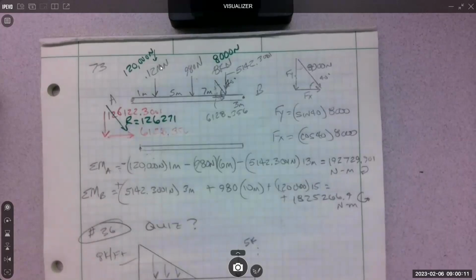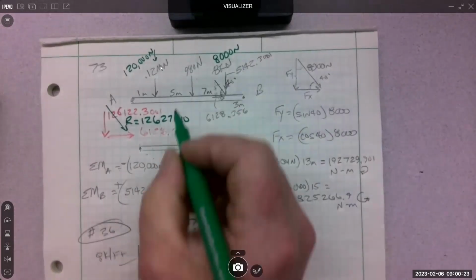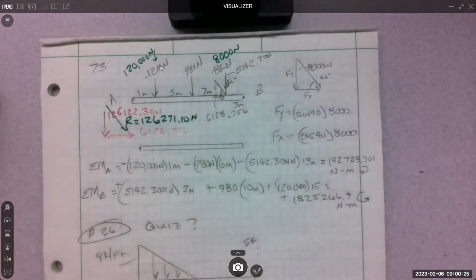If there's no X, you don't have to do Pythagorean theorem. You just have these Y forces, add them up, you're done. That's why that parallel system is a lot easier. There's the resultant. I get 126,271. That's all there is. Doesn't matter where you did your moments, because the resultant is just the combination of all the forces. So find the resultant, that's it.